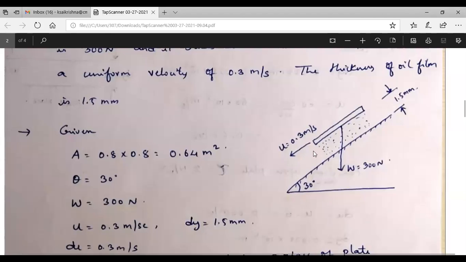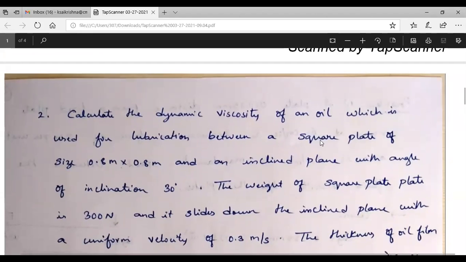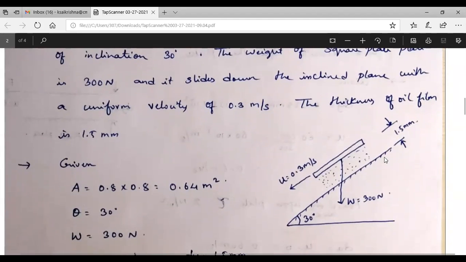So instead of the movement of the plate in the horizontal direction, it is moving on an inclined plane. This is the plane, a 30 degrees inclined plane. First point, he said a square plate of size 0.8 meter by 0.8 meter is on an inclined plane with an angle of 30 degrees. So this is the inclined plane on which a plate is moving with some velocity. He said the uniform velocity is 0.3 meters per second.